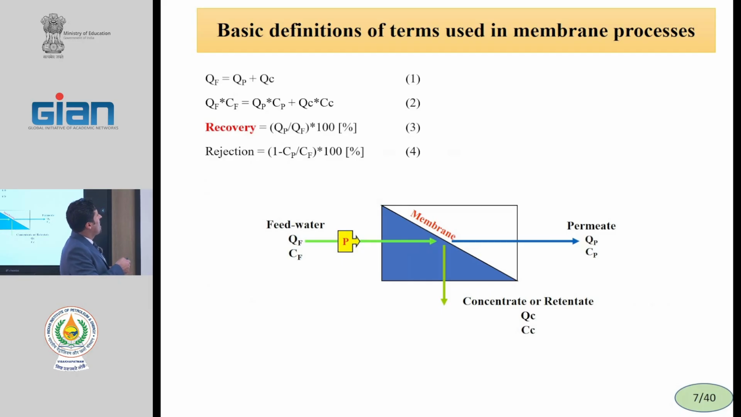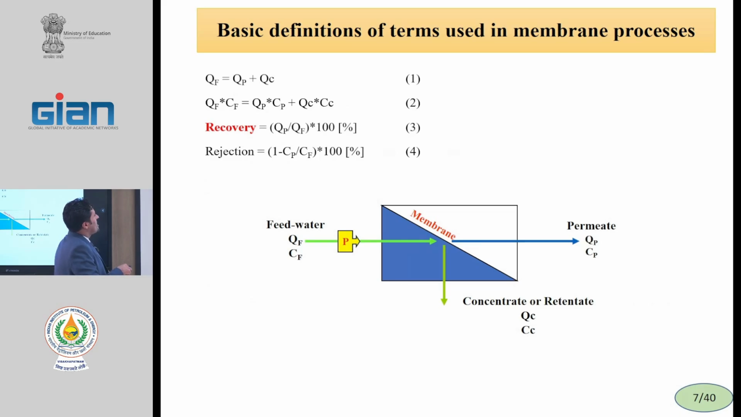About the mass balance, we say that mass is not destroyed. Okay? When we have, for example, 100 kilogram feed, the sum of the permeate and concentrate should be 100 kilogram. And we can write a partial mass balance.